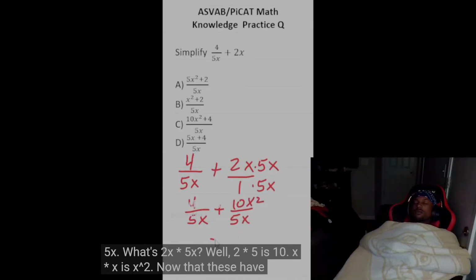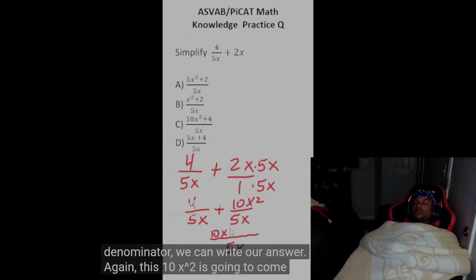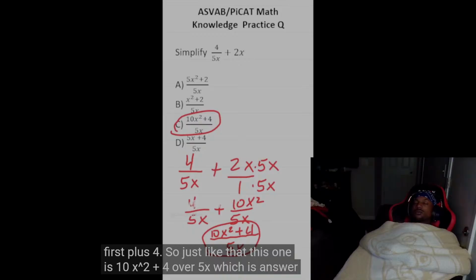Now that these have the same denominator, we can write our answer. Again, this 10x squared is going to come first, plus 4. So just like that, this one is 10x squared plus 4 over 5x, which is answer choice C, of course.